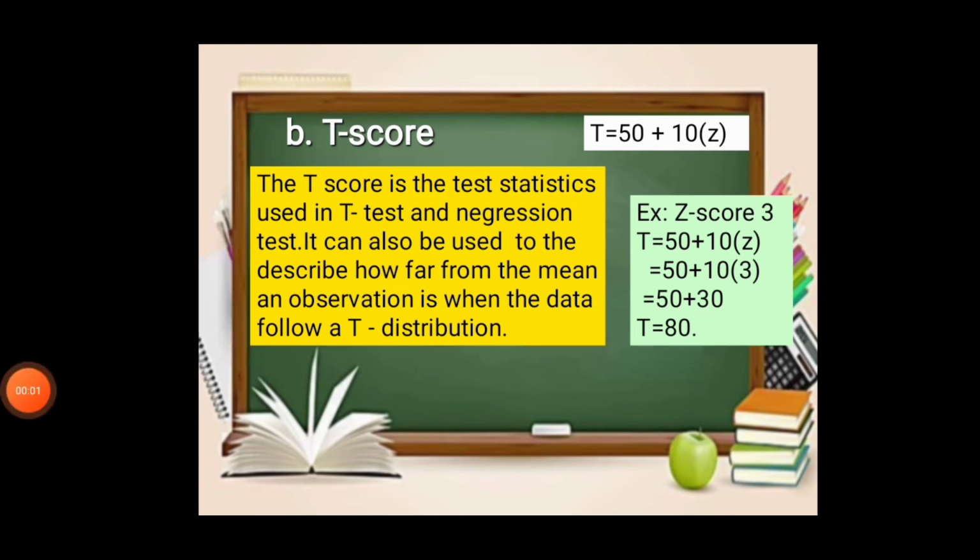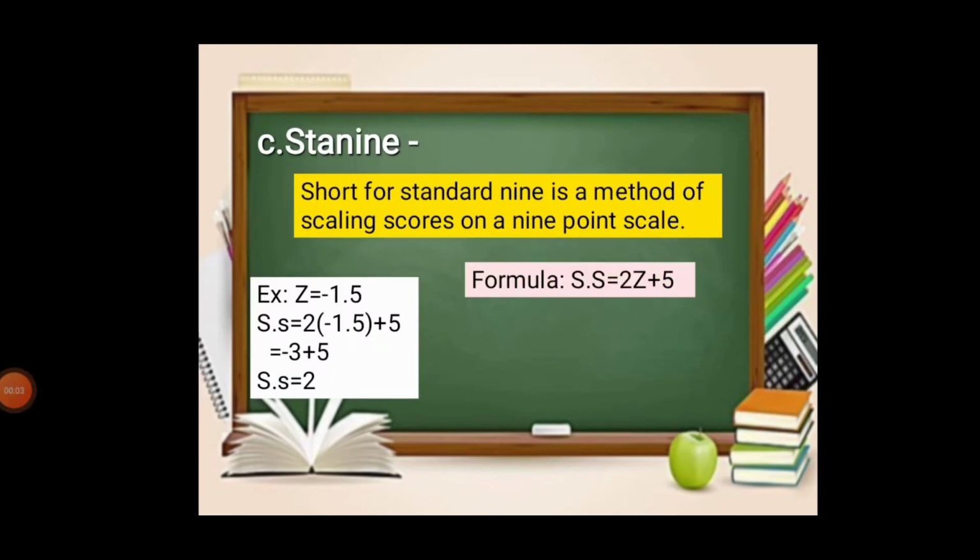The next is the stanine. Stanine, short for standard nine, is a method of scaling scores on a 9-point scale. In stanine scores, the mean or average is always 5 and the standard deviation is 1.96, rounded to 2. Just like the t-score, the mean and the standard deviation are already given, so the formula that we will use in solving the standard score is equal to 2 times z plus 5.